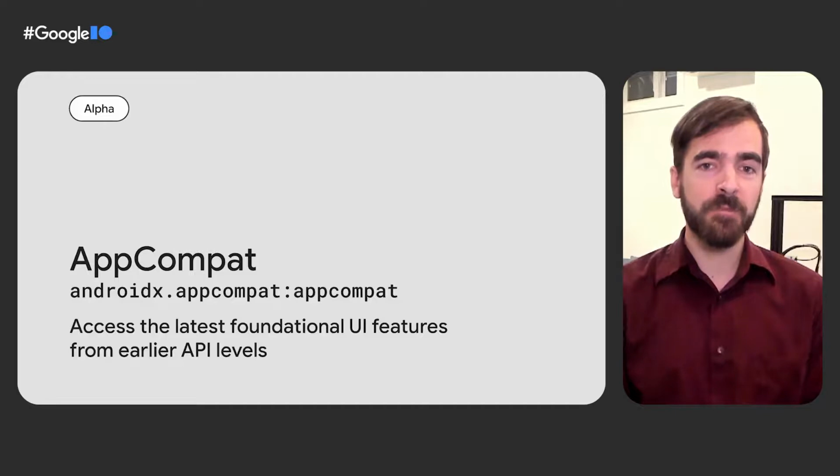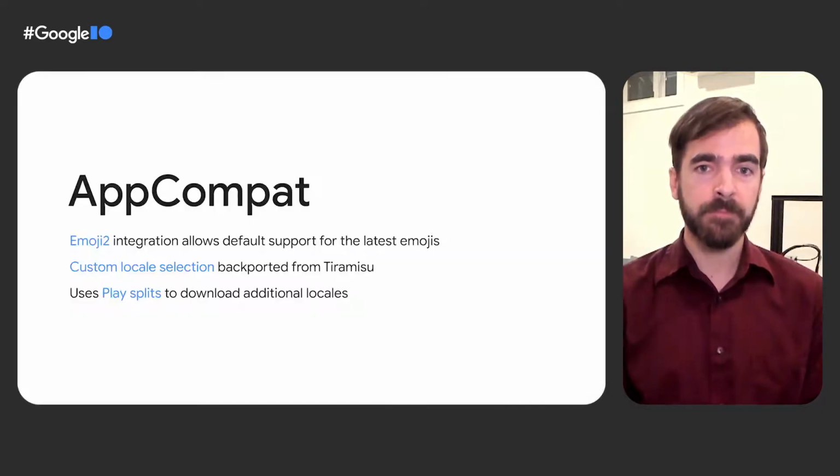Most developers will be familiar with the AppCompat library, which provides foundational backports of UI features like dark mode and tinting. Starting in 1.8, we've integrated AppCompat with the Emoji 2 library to bring default support for new emoji to all text-based views supported by AppCompat on API level 14 and up.